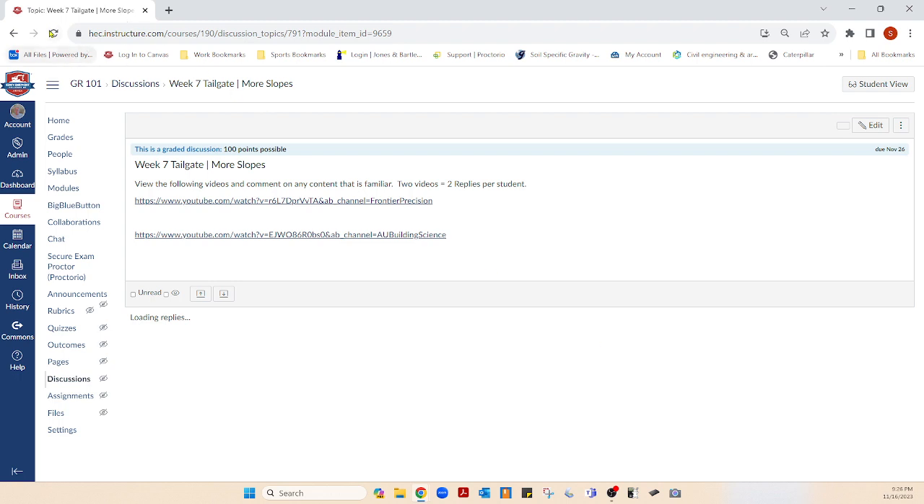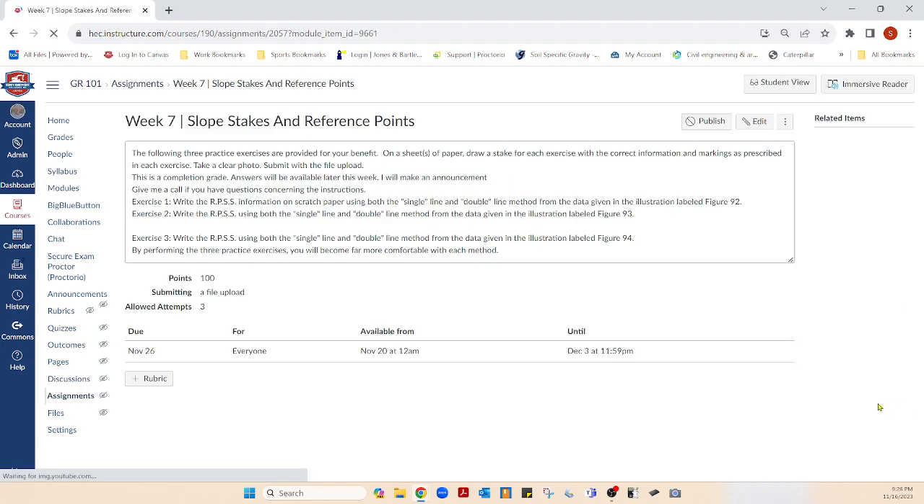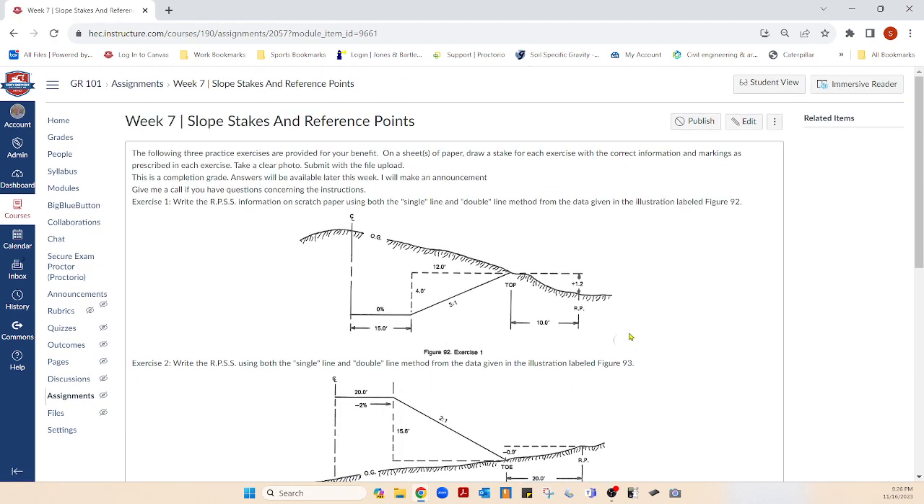Help me, help me, help me. What's happening here? This is the tailgate. Here we go. This is where it's going to get tough.